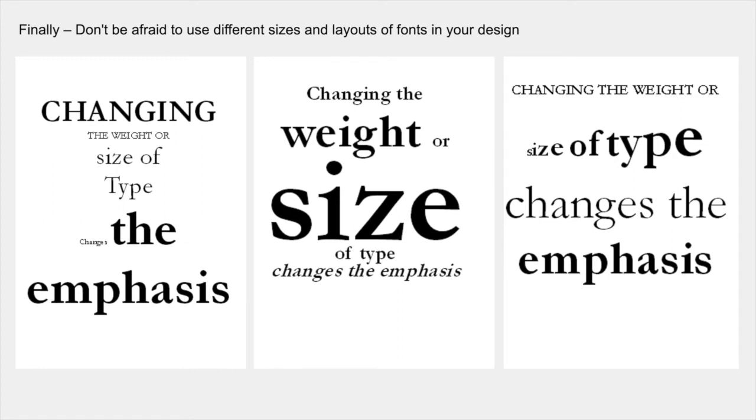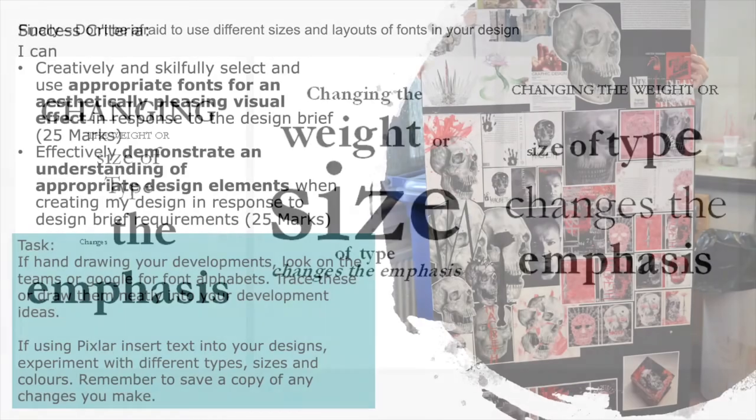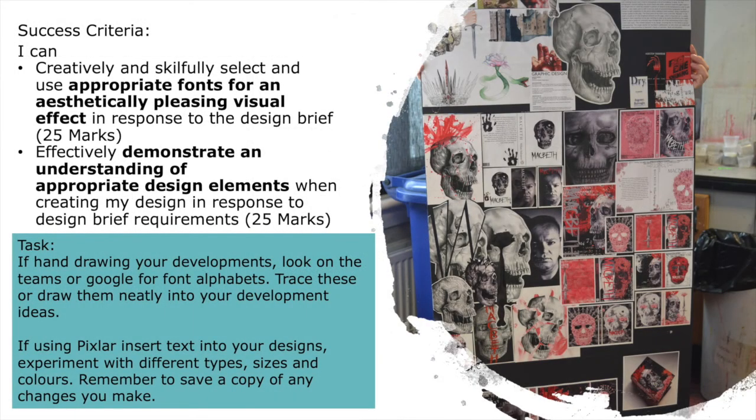The final thing that I want to talk about when picking a font is make sure that you change the weight or size of the font so that the emphasis changes depending on what you're looking for. So make sure that you experiment lots with size and weight for good development. Your success criteria here. You're creatively and skillfully selecting appropriate fonts for aesthetic and pleasing visual effects. And you're demonstrating an understanding of appropriate design elements.